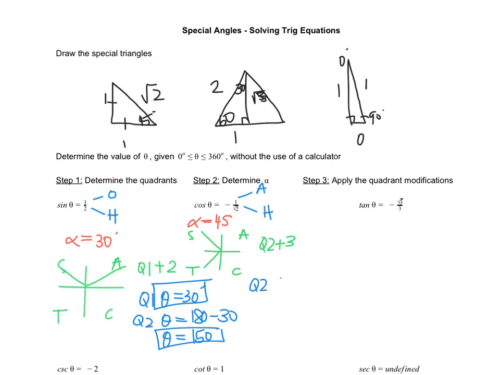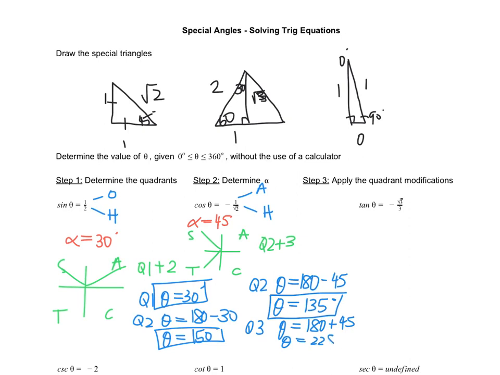So in quadrant 2, theta will be 180 subtract 45. So theta is 135 degrees. That's one option. And in quadrant 3, theta is 180 plus 45. So theta is 225 degrees. So that's your second option.